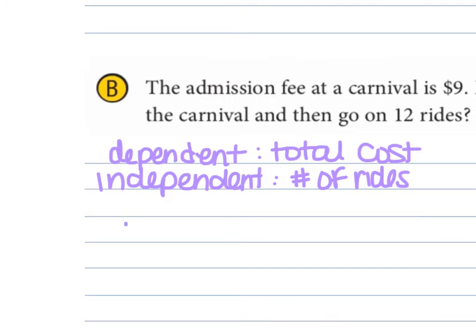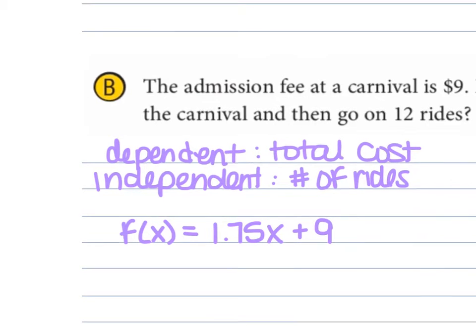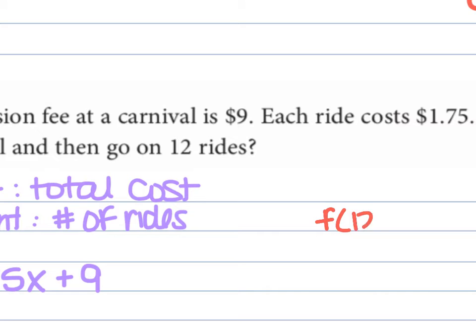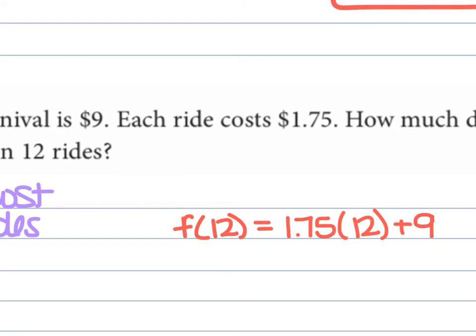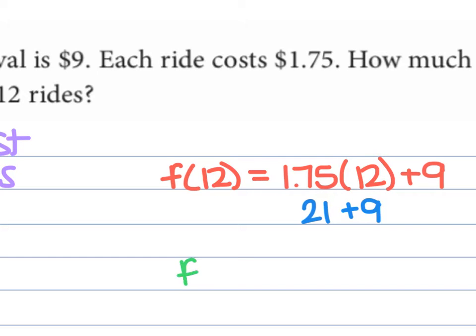So this function is going to be f of x is equal to $1.75 per ride plus the $9 to go into the carnival. We are going to go on 12 rides, so we would do f of 12 is equal to $1.75 times 12 plus 9. The $1.75 times 12 is going to give us $21. If we add 9 to that, it's going to cost us $30. So f of 12 is equal to $30.